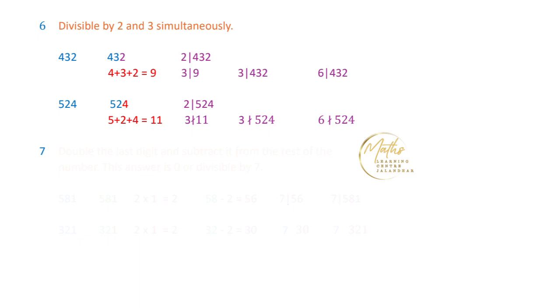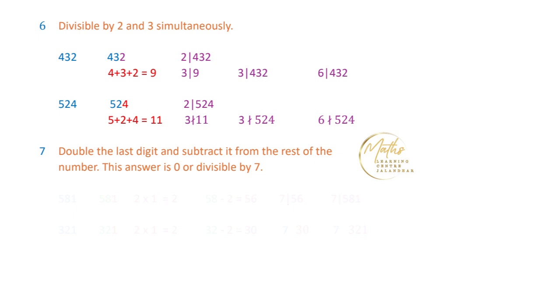Next is divisibility by the number 7. The method is that we double the last digit and subtract it from the rest of the number. Whatever answer we obtain, if this answer is 0 or 7 or divisible by 7, then we say that the given number is divisible by 7. We explain this procedure with an example.